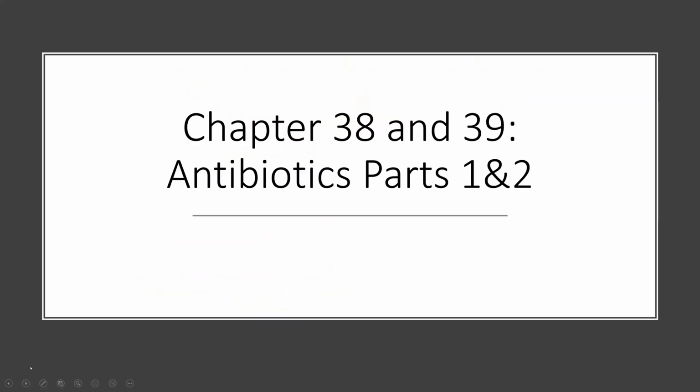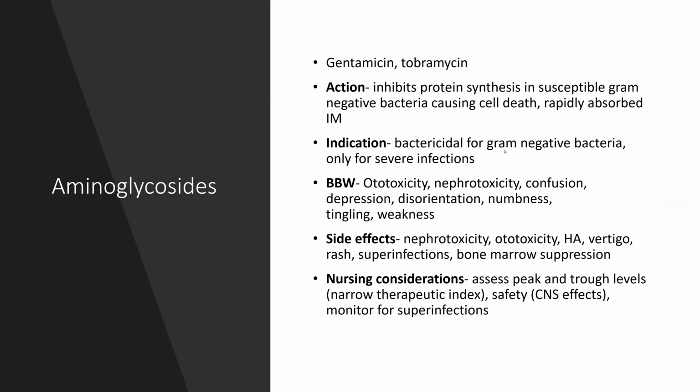Okay, we're going to start with chapter 38 and 39. It's going to be your antibiotics. Okay, so we're starting with aminoglycosides. These are going to be known as your gentamicin, your tobramycin. They work by inhibiting the protein synthesis in susceptible gram-negative bacteria. So they're going to be used for bactericidal effect for gram-negative bacteria, and they are only used in severe infections.